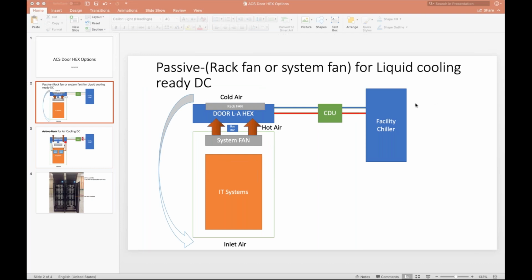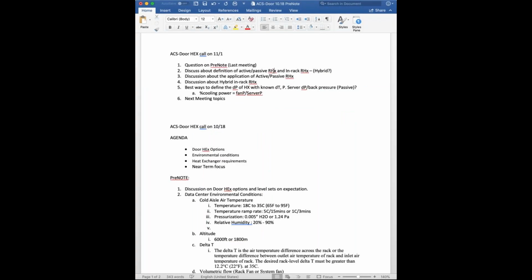Now, going back to the second topic, I'd like to discuss the definitions. Oh, I'm sorry, the third topic. So, discussion about the application of the active and passive rear heat exchanger. I think this is also one of the topics we would like to discuss this evening in the last presentation. I just wanted to know how the community is thinking about where this rear heat exchanger will be applied, and what are the benefits of using the rear heat exchanger in the data center?